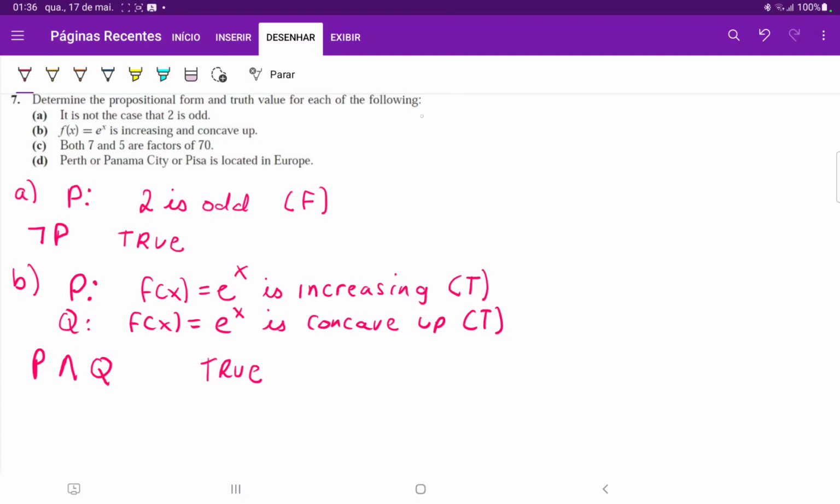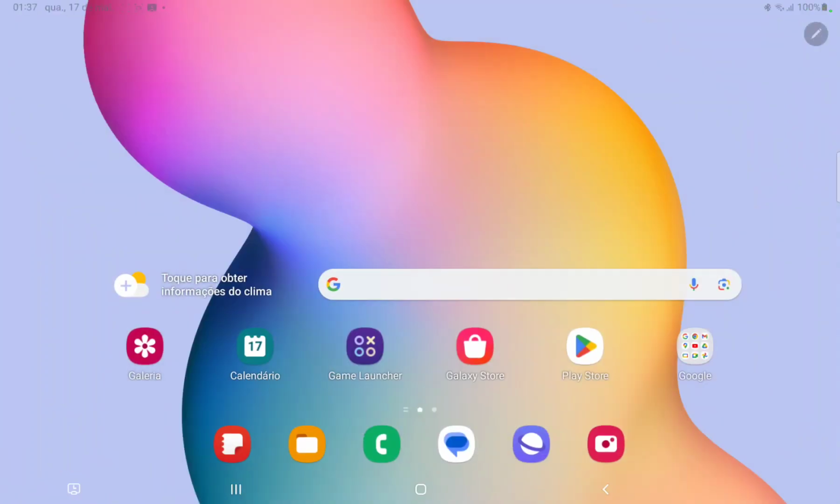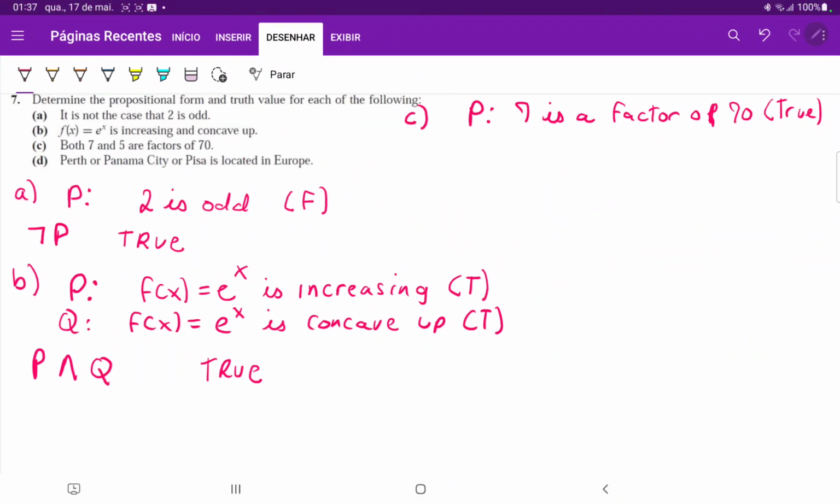Now let's do C. So for C, we have 2 propositions here. We have P, 7 is a factor of 70, which is true. 7 is a factor of 70, which is true.